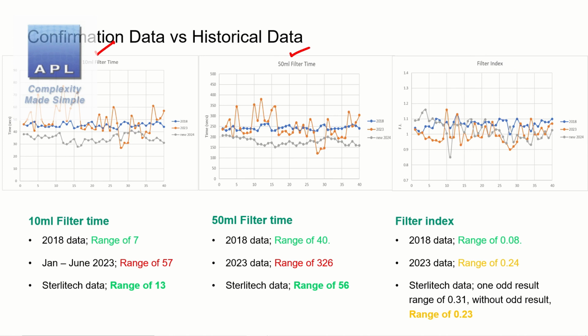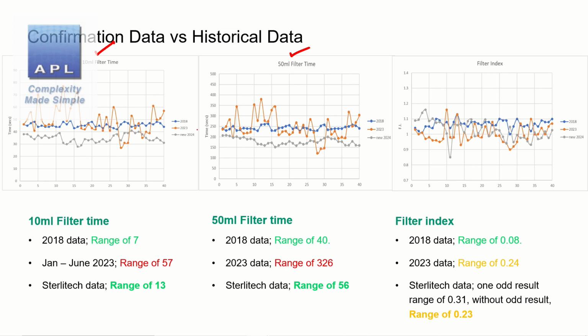Now, it struck me when I saw this that if these graphs had been drawn every day as each test was done, there is a possibility that we would never have arrived at this project. This project would never have happened if a graph had been drawn. So let's take a look at the first graph, the 10 mil filter time.